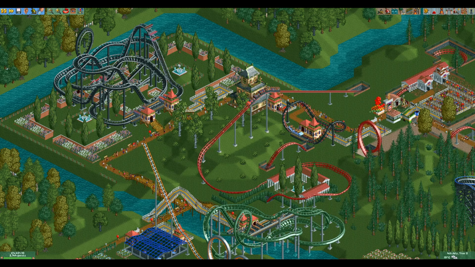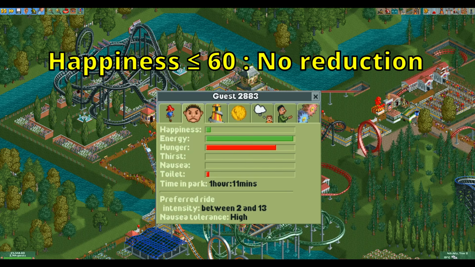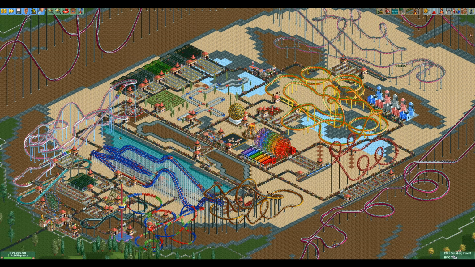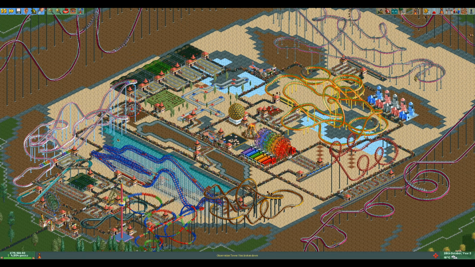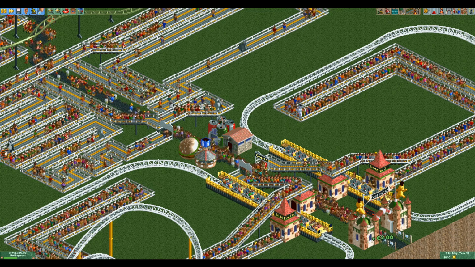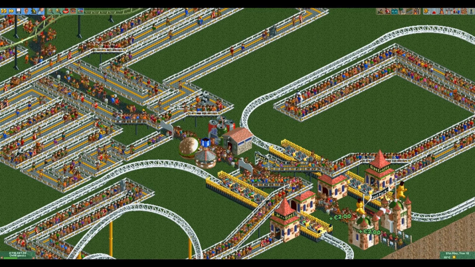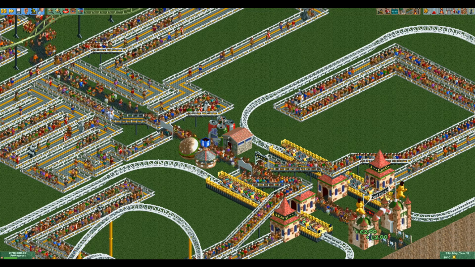If their happiness is at 60 or lower, it won't be reduced, presumably because they are already too upset to be further annoyed by a full bladder. Because their bladder is still full, they might try to go to the toilet again, so this happiness reduction can happen multiple times. As far as I know, a lower happiness value has two main effects.